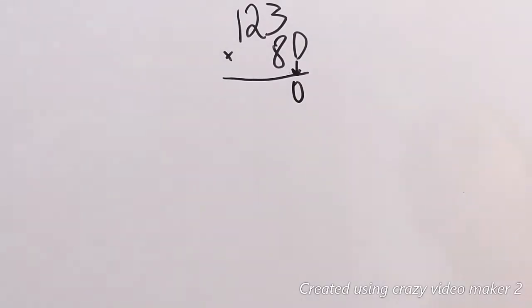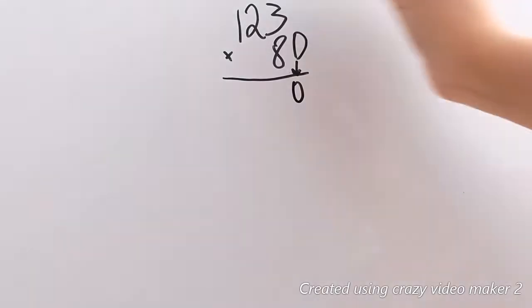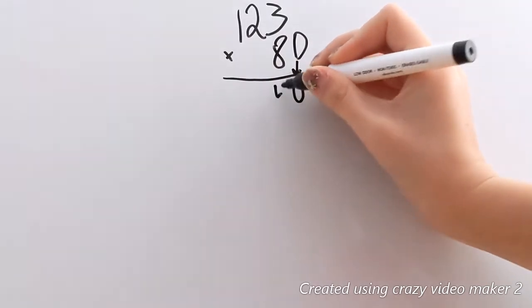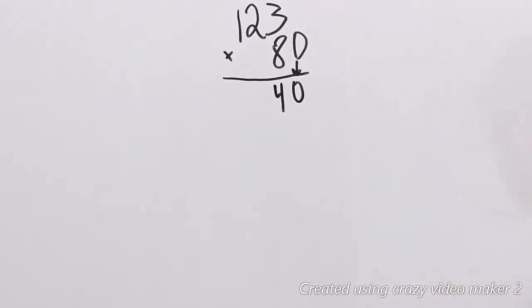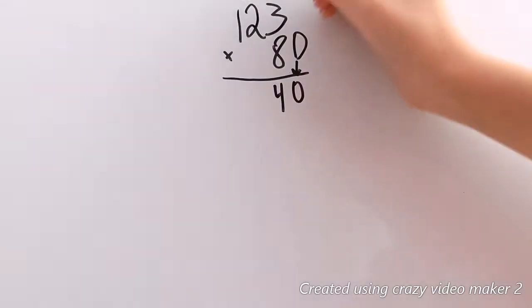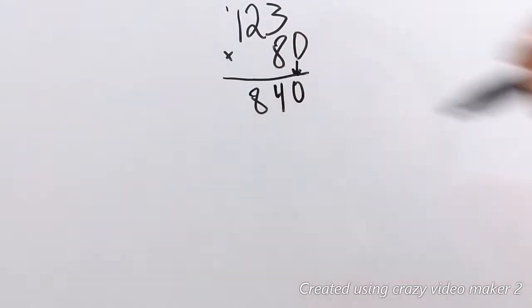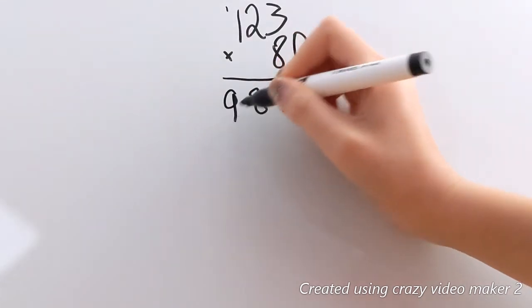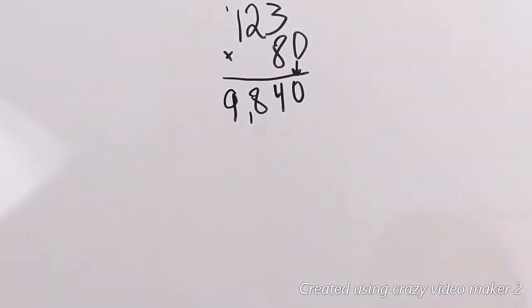It's not there anymore. We do 3 times 8 equals 24. 2, 4. 2 times 8 equals 16 plus 2, 18. 1, 8. 1 plus 8 equals 9. And don't forget the comma. So we just brought down the 0 and we forgot about it, and we did the normal problem, 123 times 8. And we got 9,840, okay?